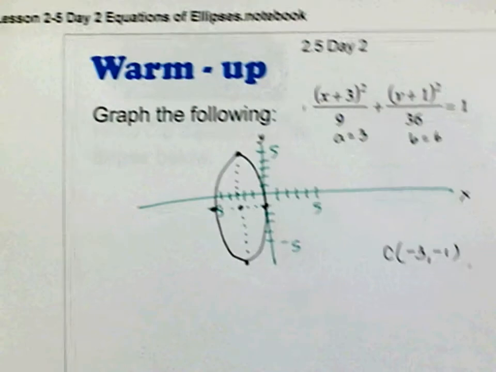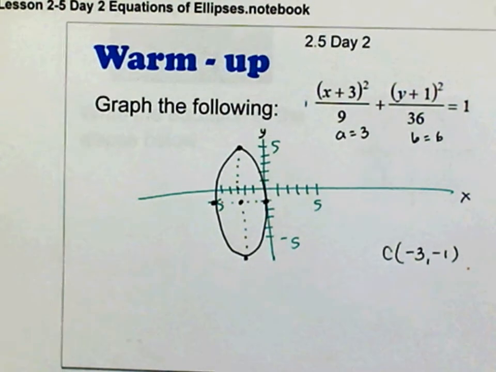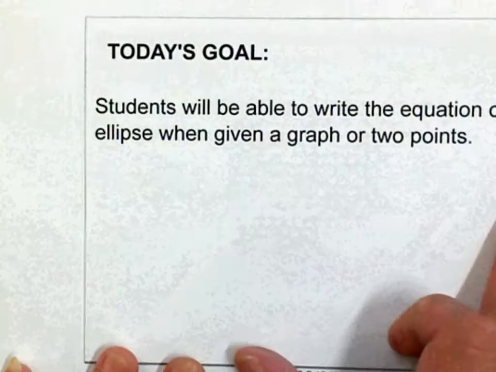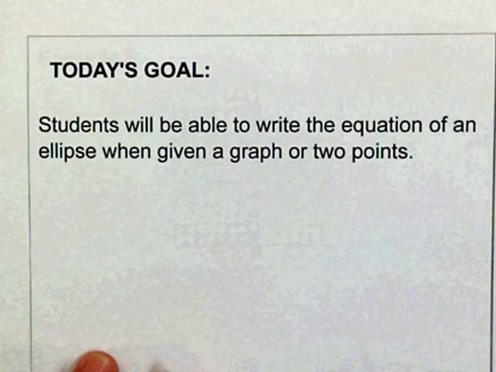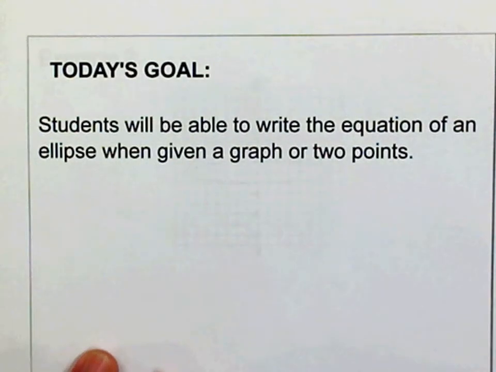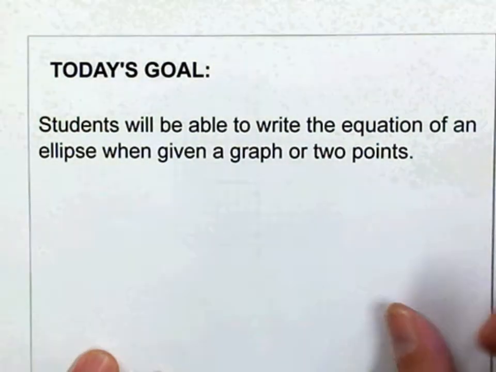Okay, let's look at today's goal. Here's your warm-up. You'll have another one for Friday. Today's goal, students will be able to write the equation of an ellipse when given a graph or 2 points. So that is what our goal is today.